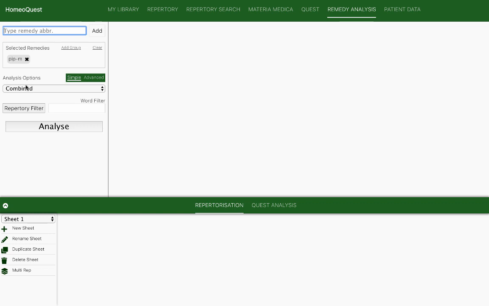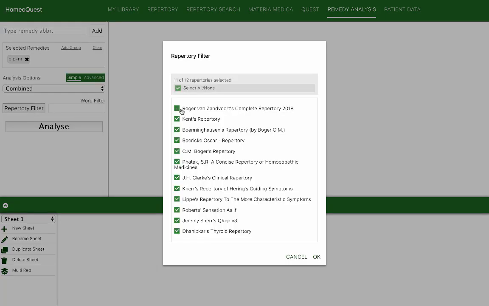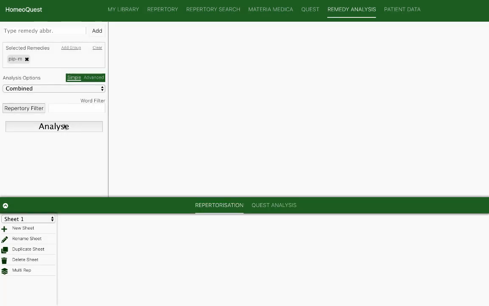All right, and I'm going to use the combined option, and we're going to say analyze. Before we go there, I'm also going to use a repertory filter, and I have already selected it here. By default you can select all repertories, but this time I'm going to select only the old masters text. So I'm going to remove Jeremy's and Complete Repertory, and just to make sure that we use the old masters, we say analyze.